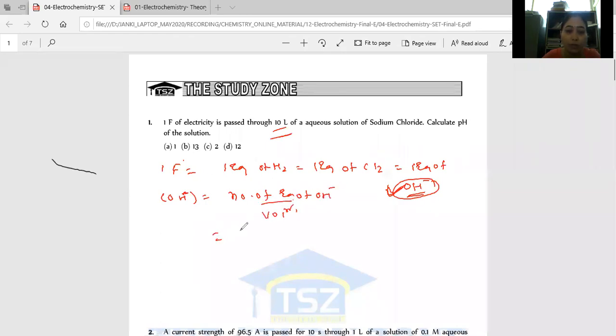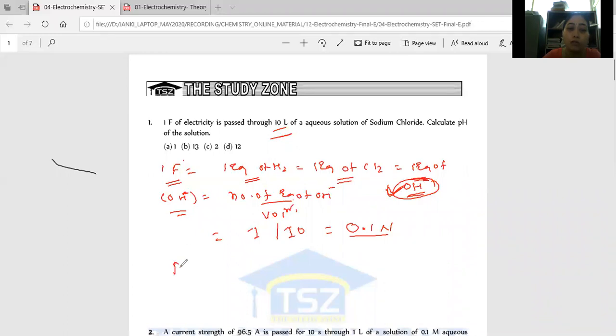Neha said 0.1. So number of equivalents, how many equivalents? According to the law, 1 faraday passes, so we get 1 equivalent. OH minus, how many? 1 equivalent. Volume is 10 liters. Then what is the normality of OH minus inside the solution? It's 0.1 normal, right? This is regarding OH minus.